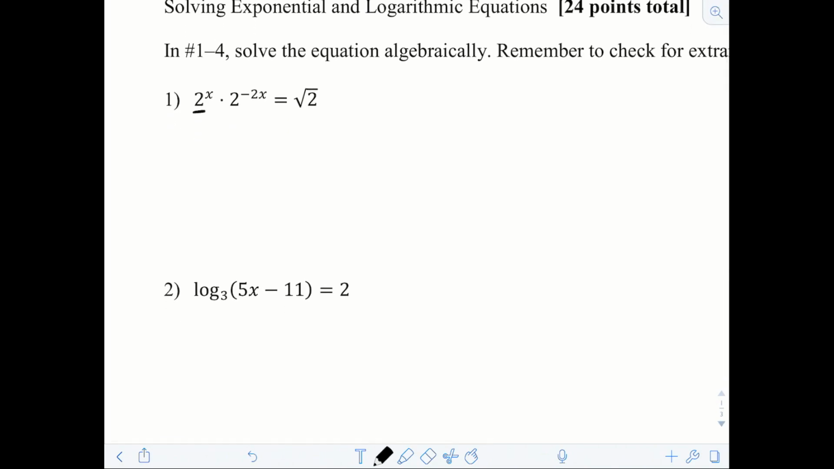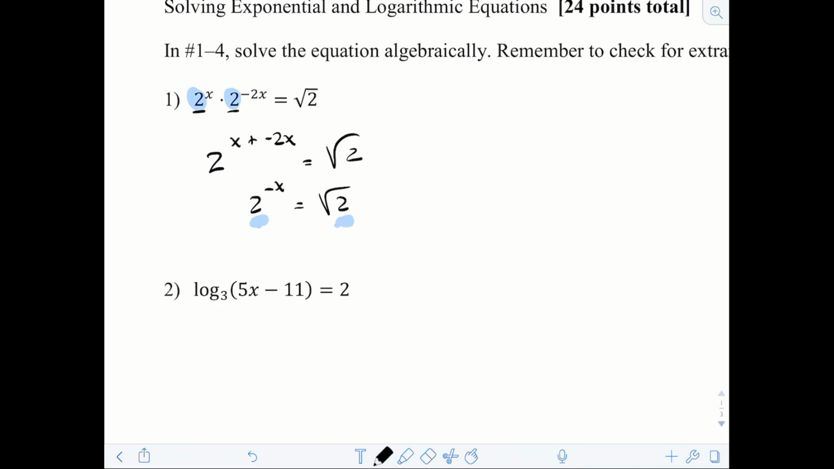equations. When we have common bases, we can add the exponents. So in this case, the 2 and the 2 are common. So I'm going to write this as 2x, and then that's going to be plus negative 2x is equal to still square root of 2. And then if I combine those, I get 2 to the negative x is going to be equal to square root of 2. Now, to solve this specific type of problem, I'm going to make it so that both of them have the same base.